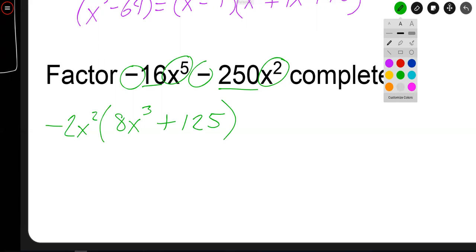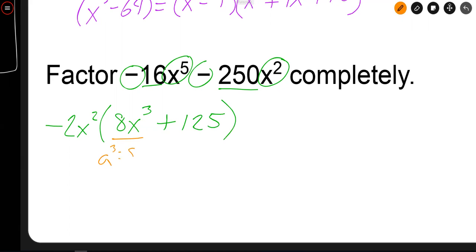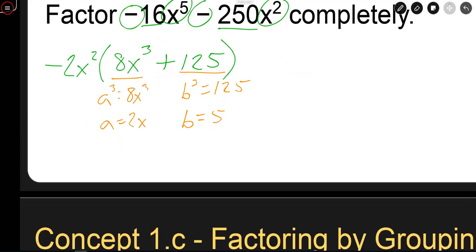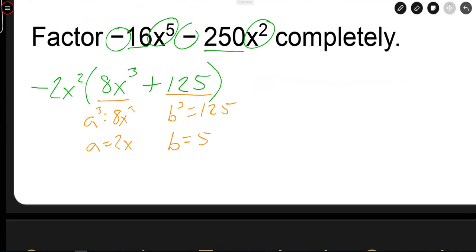And sure enough, if I'm looking at this, I see that my first term, 8x to the 3rd, well, 8 is a perfect cube, and so is x to the 3rd. So I've got a to the 3rd equals 8x to the 3rd, which means my a value is 2x. And then if I look at 125, I've got b to the 3rd equals 125, which means my b value is 5. So I've got a sum of cubes. So again, I can write this out and finish up my problem.